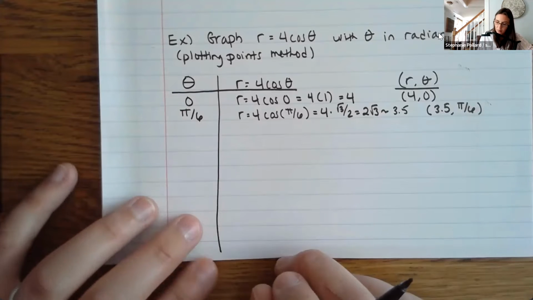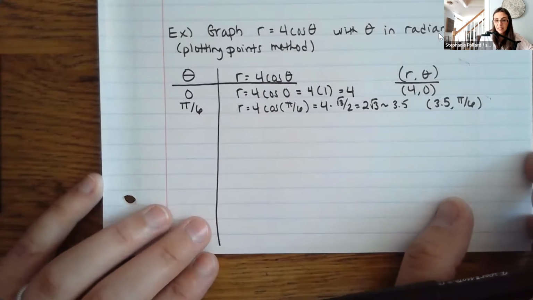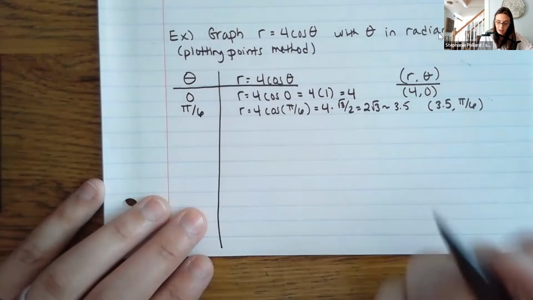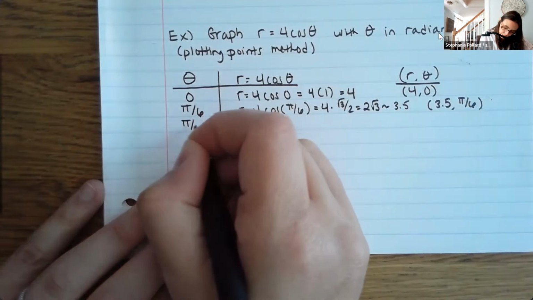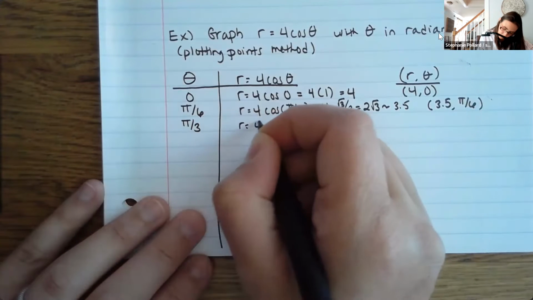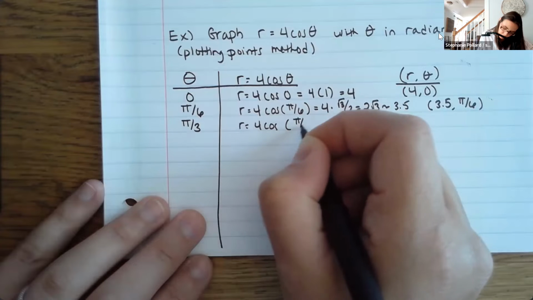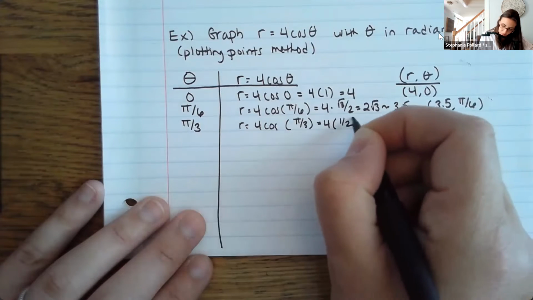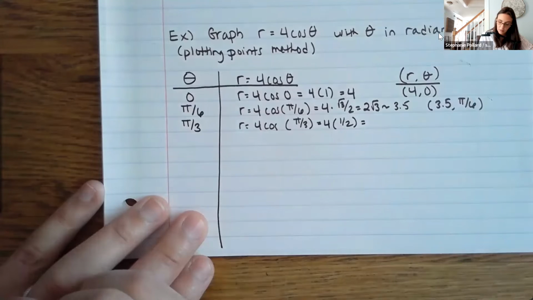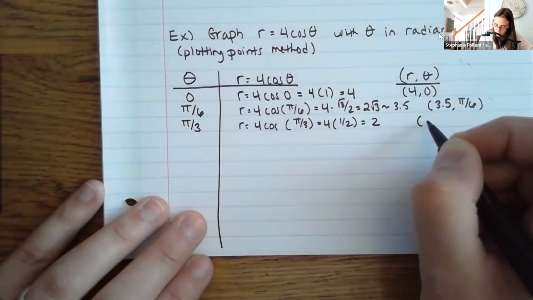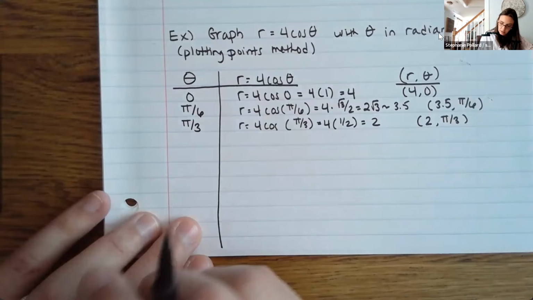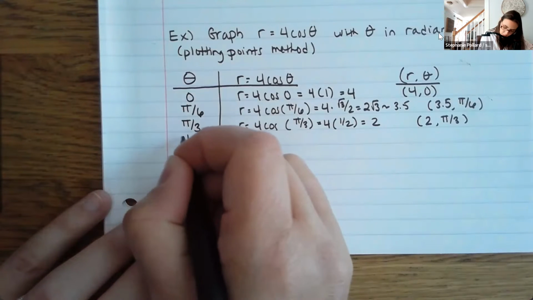All right, I'm going to keep moving by multiples of pi over 6 in this case. So my next one would be 2 times pi over 6, so that would give me pi over 3. So cosine of pi over 3 is 1/2, so this becomes 2. So I have 2, pi over 3. And then my next one is going to be pi over 2.